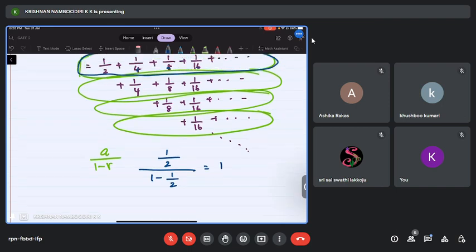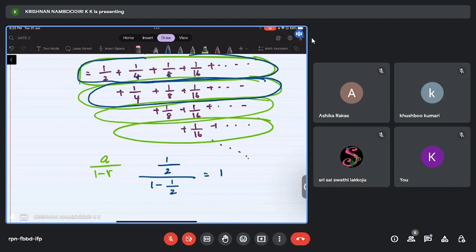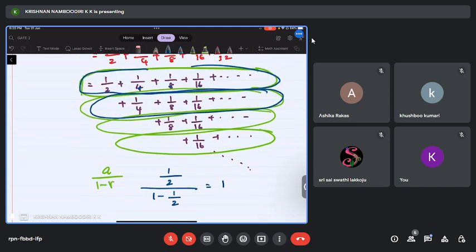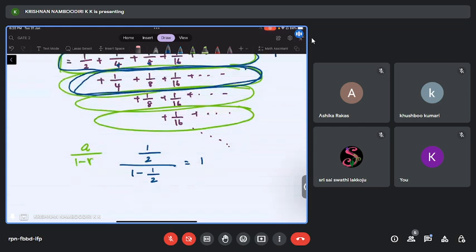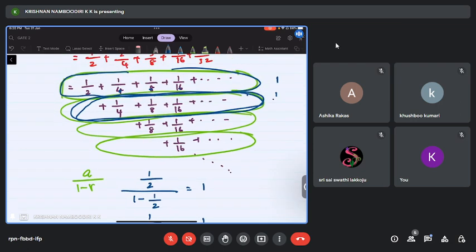Okay. So now consider the second row, which also has a common ratio equal to 1 by 2. But the first term is 1 by 4. So the sum I will write here. This is 1. Okay. So next, this sum is 1 by 4 divided by 1 minus 1 by 2, which is equal to half. So this has a sum half. Again, if you find the sum of this infinite geometric progression, you will get it is equal to 1 by 4.